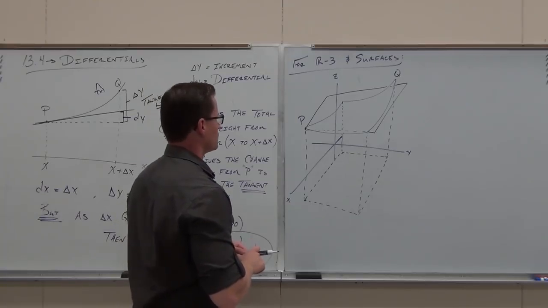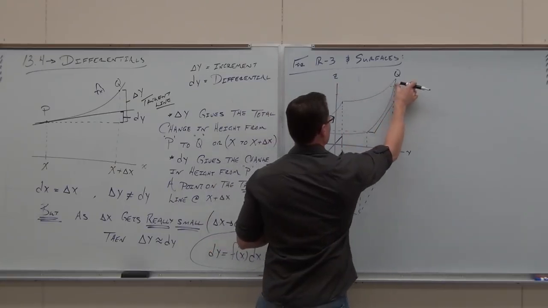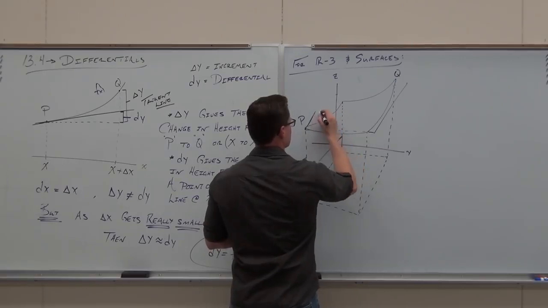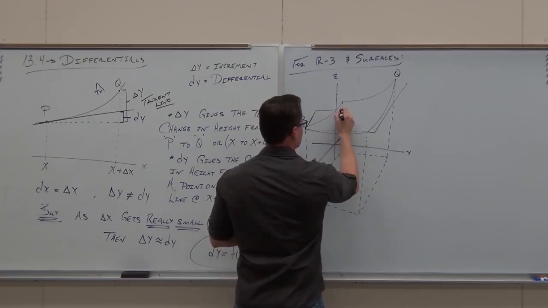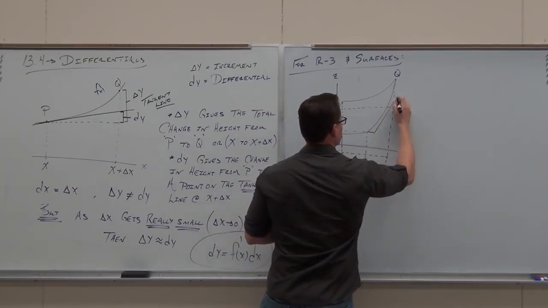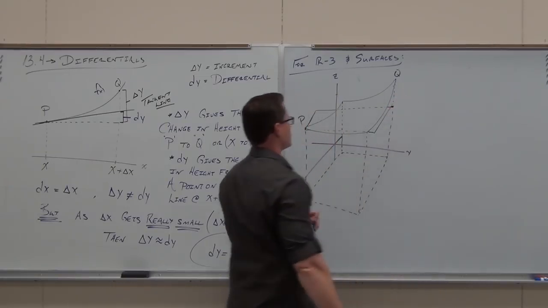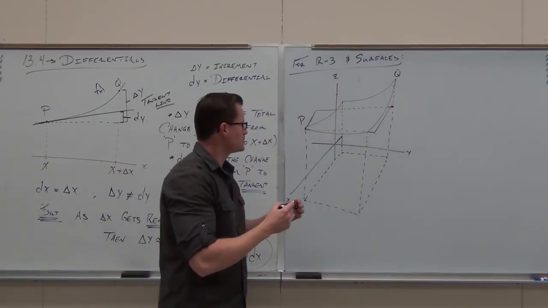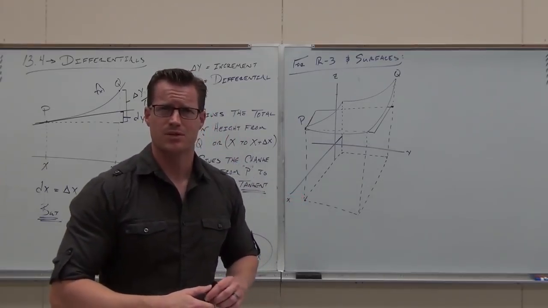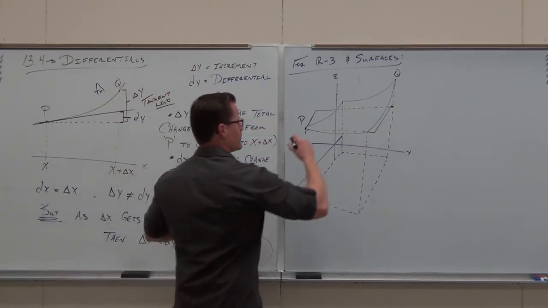Let's make that small. Close enough. Does that look good to you? I'm not the best artist, but can you see the representation I'm trying to create? I've got a surface like this, and I've got my tangent plane.